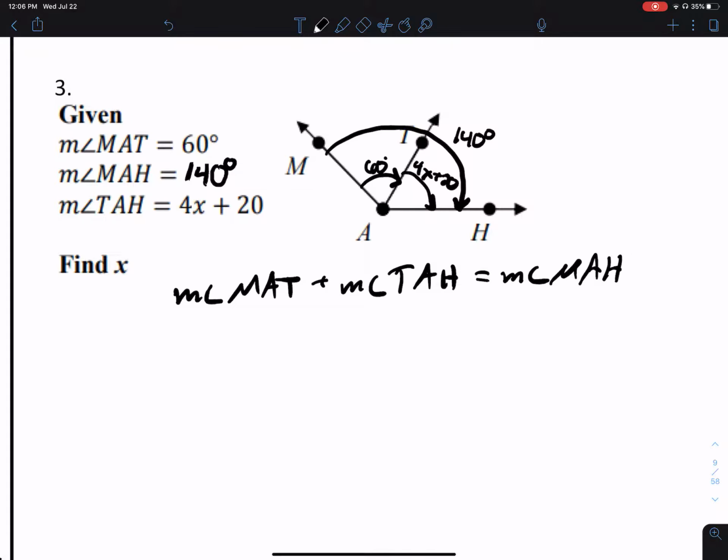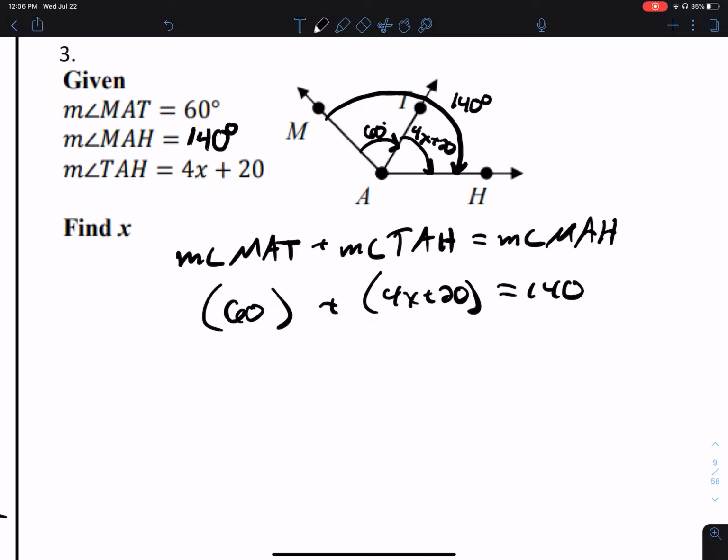So this is 60 degrees. Measure of angle TAH is 4x plus 20. I don't need to put the degree symbol here, by the way. This is 4x plus 20, and the big angle, MAH, is 140. Don't need the degree symbol when making this equation. Pre-calc will need it. Calculus will need it. Actually, in calculus, we never use degrees. Geometry, if you don't put it, it's fine. It's kind of a good habit to do it, though.